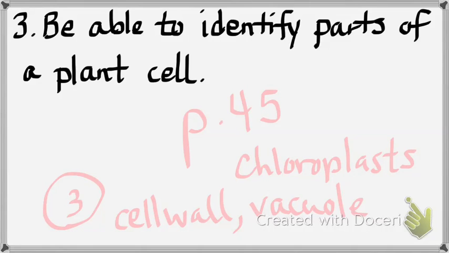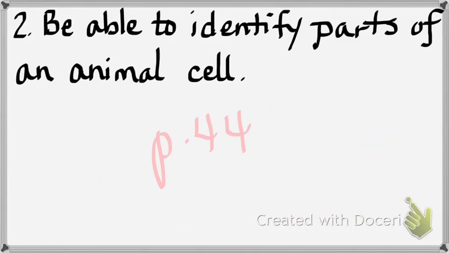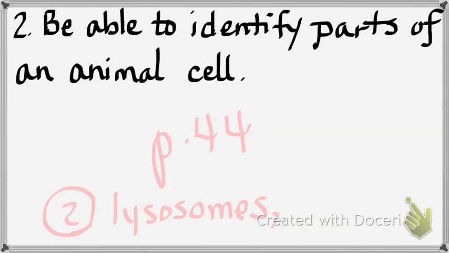Did you guys have something else? No? Okay, I'm going to go back to number 2. I want to find 2 things that animal cells have that plants don't. Lysosomes. That's good. Something else.